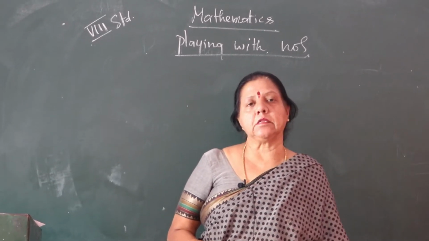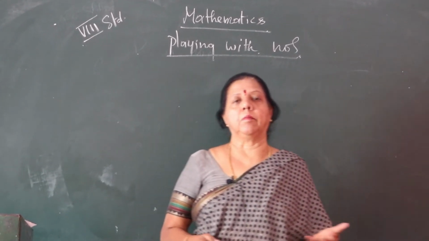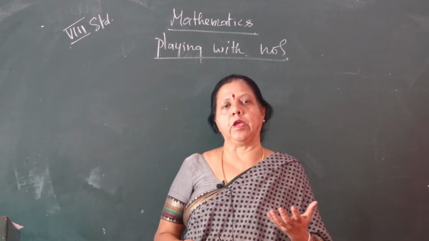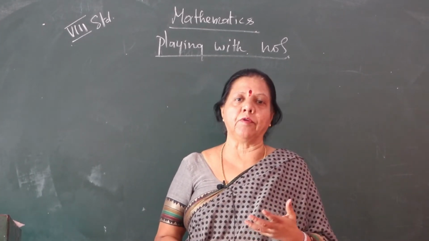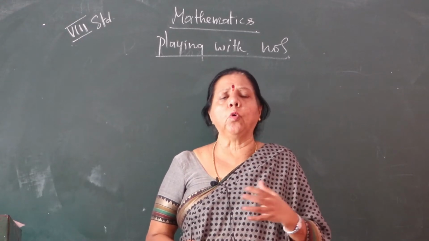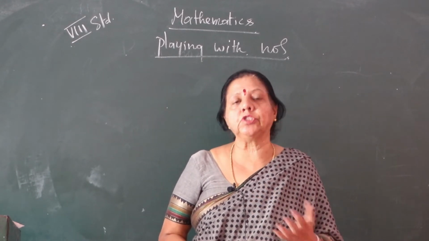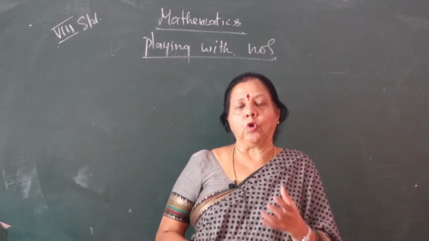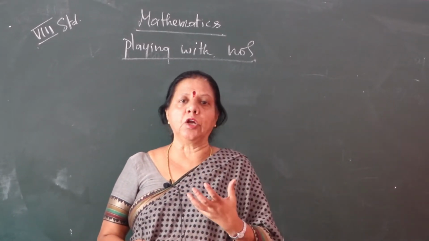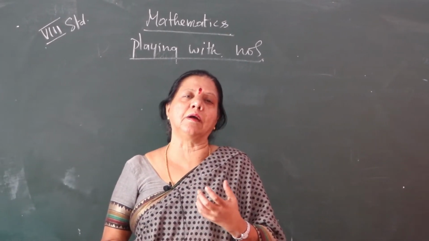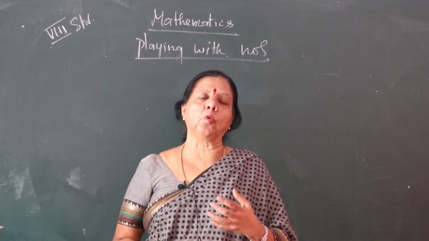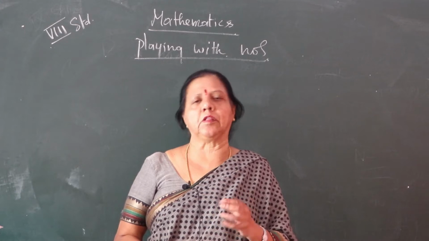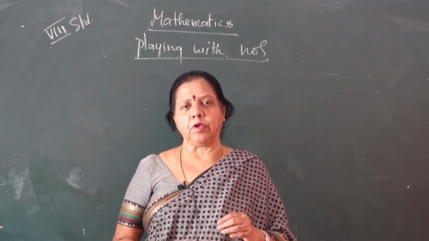In the last class, related to the number system, we have learnt playing with the numbers. Because children should learn through the play method, you must think and do this. It is like a game and puzzles you keep on doing. Here also, you think and do some sums, given in a very simple way.